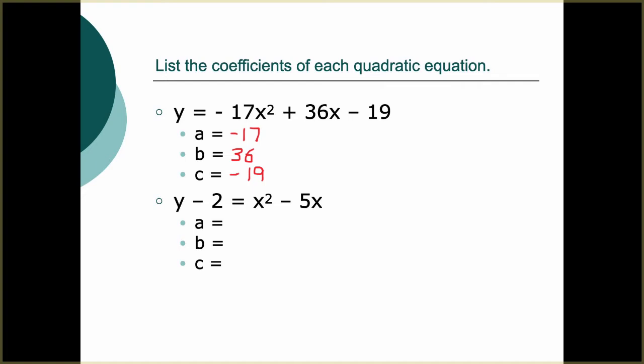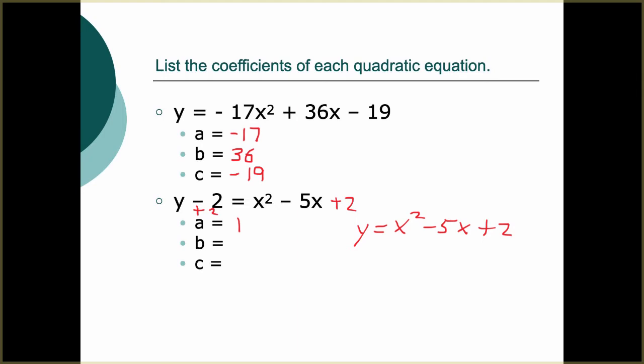For the second one, you'll notice it is not in standard form, so we need to get the y by itself and move our 2. So we add 2 to both sides, and we get y is x squared minus 5x plus 2. Now we can identify our a, b, and c, and our a, even though it's not written, there is technically a 1 in front of the x squared.